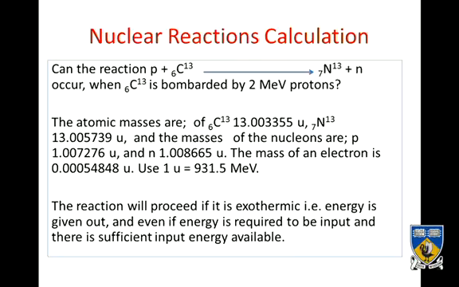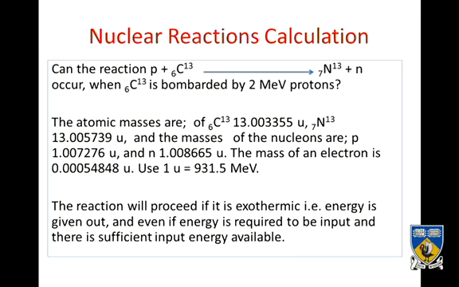And in fact, we've given a little bit more information. We clearly need some energy to make this go, and we're going to bombard it with 2 MeV protons. So we're putting 2 MeV amount of energy in. So how do we do this calculation? Well, what we're going to do is add up all the masses on the left-hand side and compare it with the masses on the right-hand side.